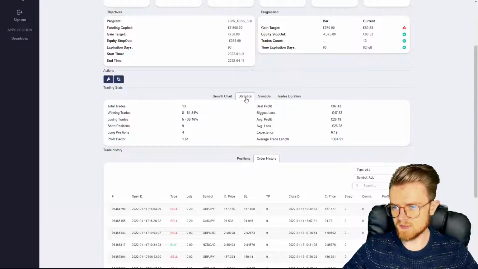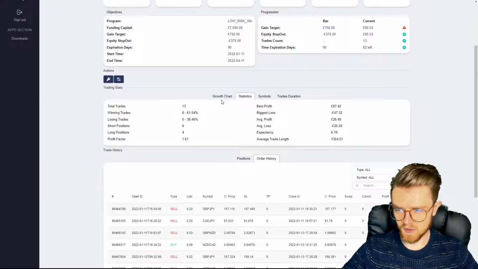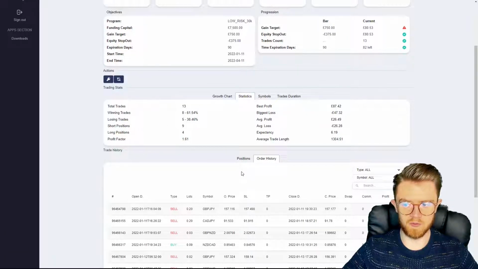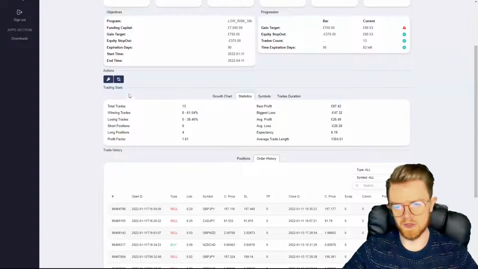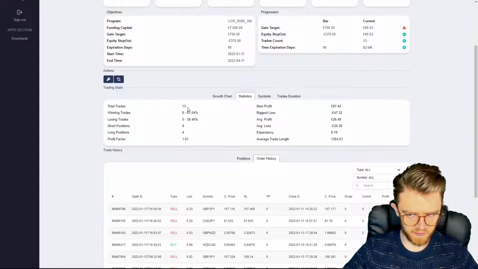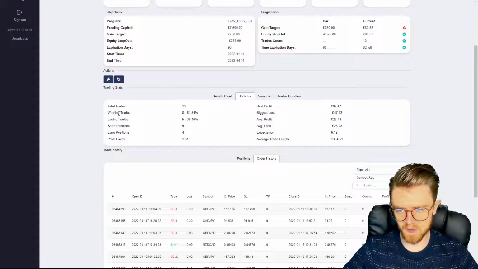Moving on to statistics, we can actually see total trades and along with how those trades have performed. So total trades on this account, for example, is 13. Winning trades is 8, which counts for 61.54% of all of the trades. Losing trades is 5, 38.46.